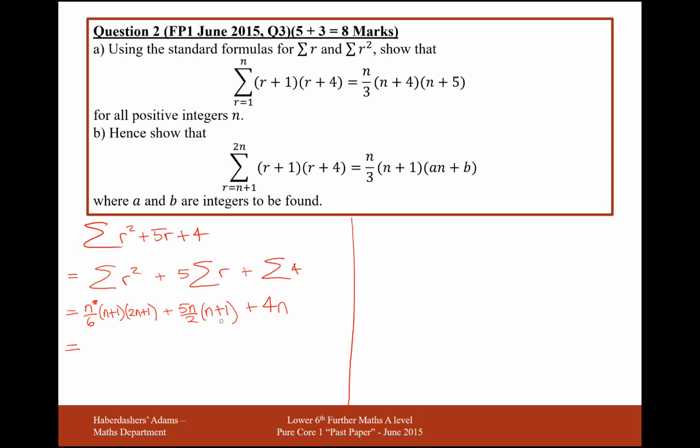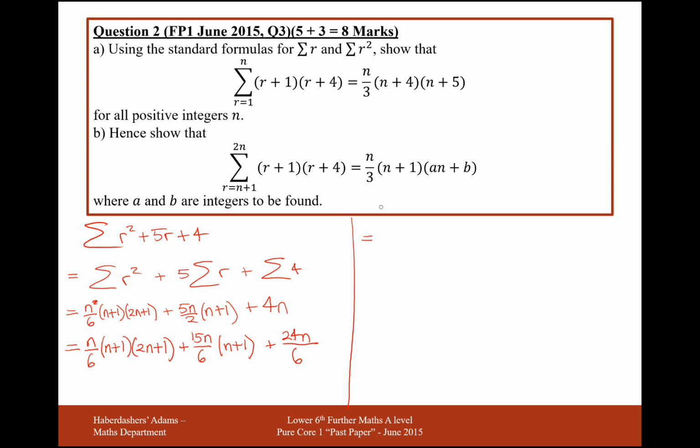So the next part is to create common denominators between all three of our algebraic terms. It looks like if we create a common denominator of 6, that would work for all of them. So the first one is going to be n over 6, (n+1)(2n+1), plus, times the bottom by 3, so times the top by 3. And for the last one, create a common denominator of 6, put a 6 on the bottom. We're going to need 24 on the top there.